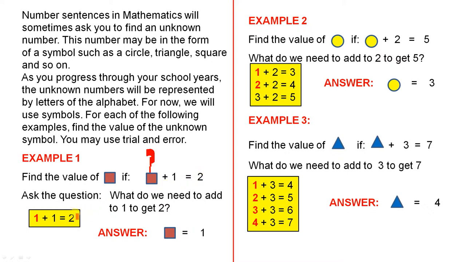Well, let's do some trial and error and let's see if 1 will do the trick. 1 plus 1 equals 2. Look at that, we got it the first time. So the answer is 1.